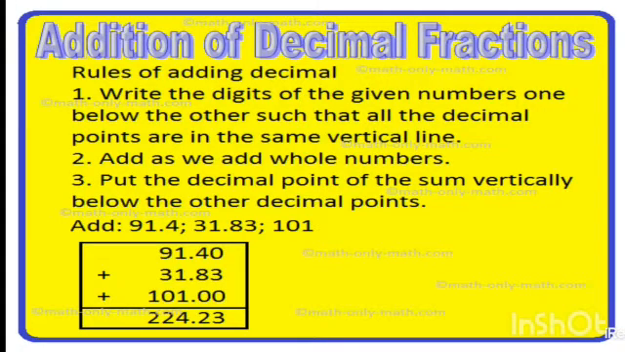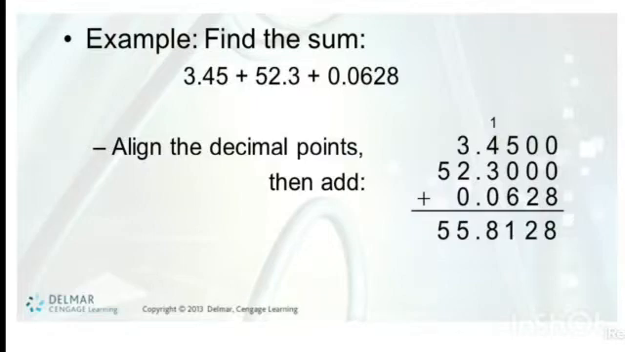Second, add as we add whole numbers. Put the decimal point of the sum vertically below the other decimal points. Here you can see they have given the addition. First, they have kept all the decimal points one below the other and they have added, the way we do simple addition for whole numbers. Here is one more example. First we have to align the decimal points and then we have to add.